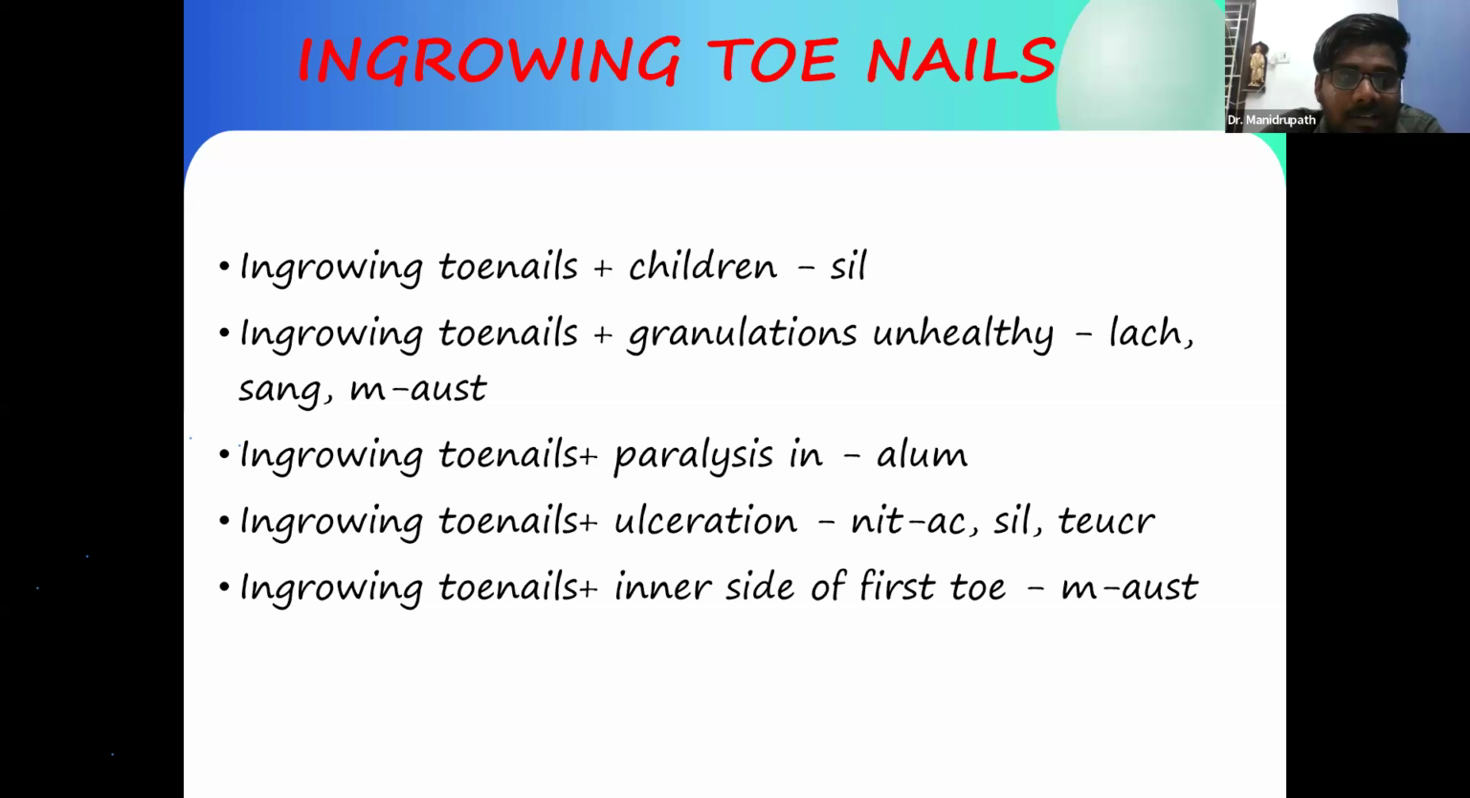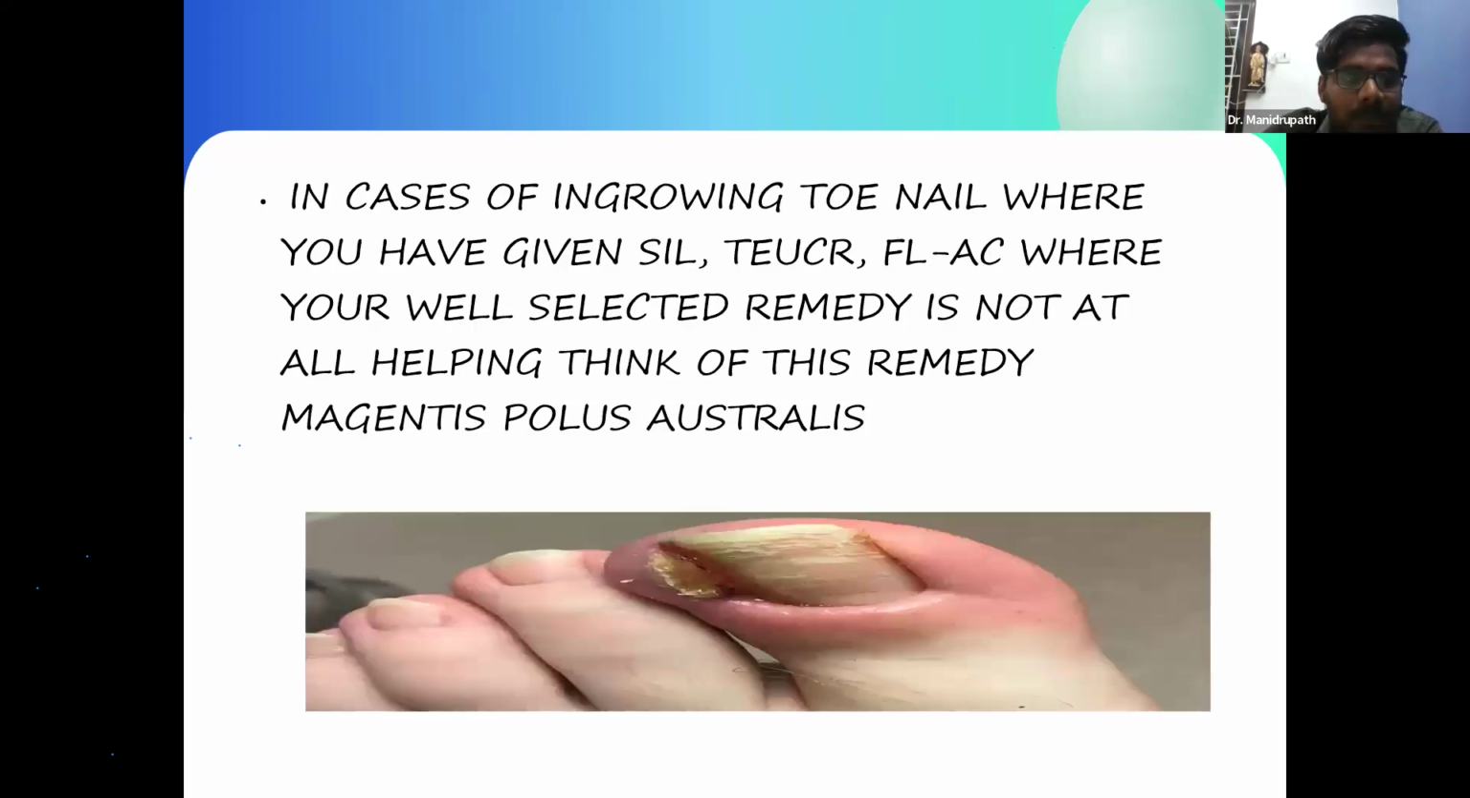Next, ingrowing toenails on the inner side of the first toe: the remedy is Magnetis polus australis. Now comes a beautiful clinical tip: in cases of ingrowing toenails where you have given Silicea, Teucrium verum, Fluoric acid, and your well-selected remedy is not at all helping, think of this remedy, Magnetis polus australis. Try to read it from Clarke's Materia Medica. You will get beautiful indications and a beautiful remedy in the prescription of ingrowing toenails. Refer to Clarke's Materia Medica.